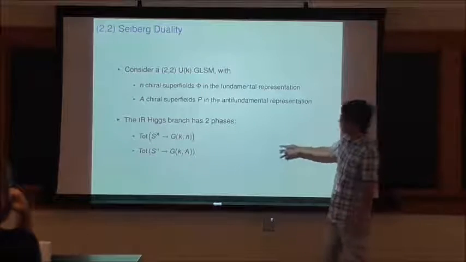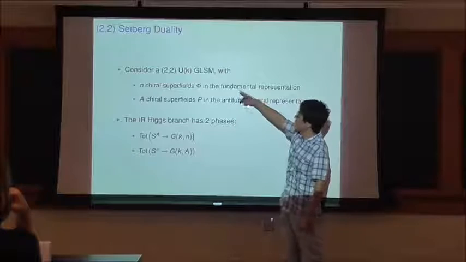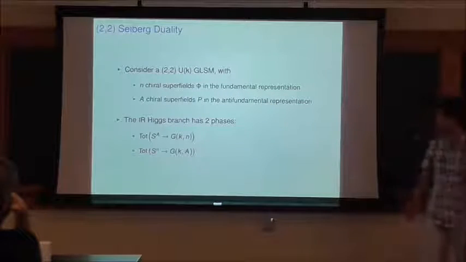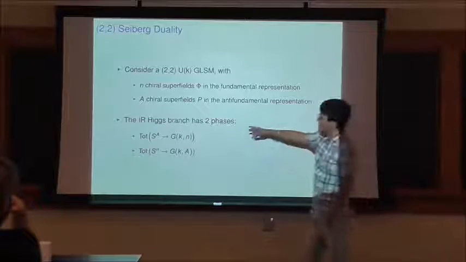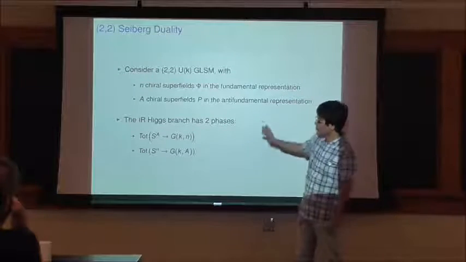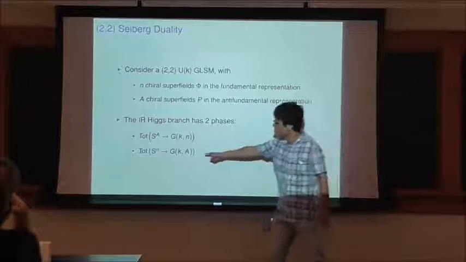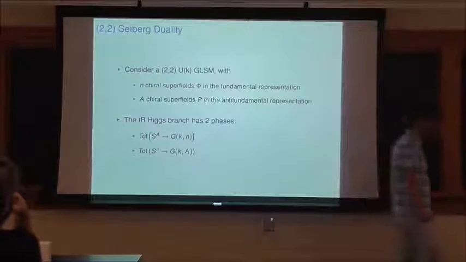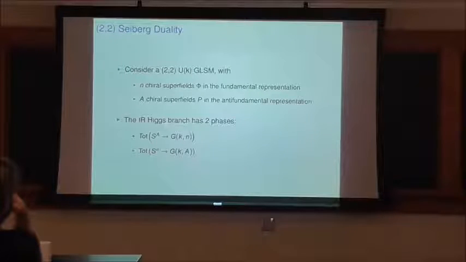And you can look at their differences by interchanging the role played by phi and P. So if you want phi to parameterize the base, then P is going to parameterize the bundle. And vice versa, if P is going to parameterize the base, then phi will parameterize the bundle. So there are the two geometric phases of this gauge theory.